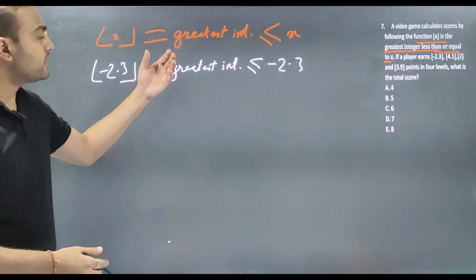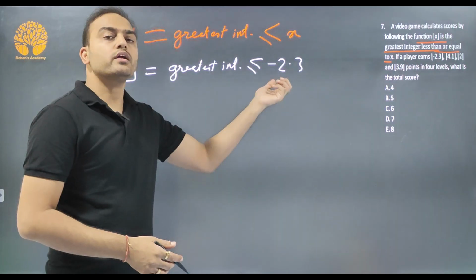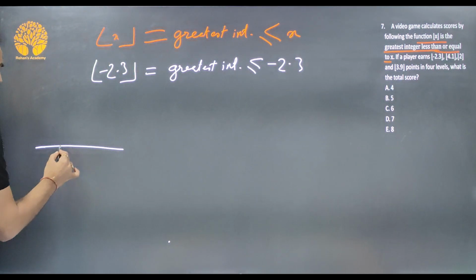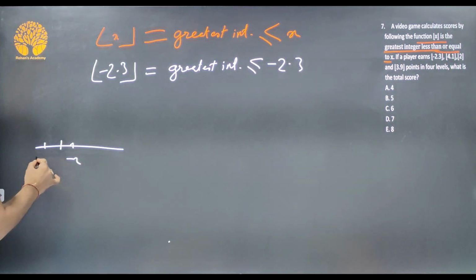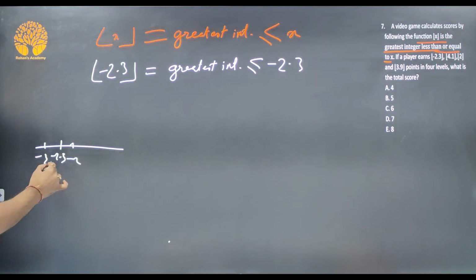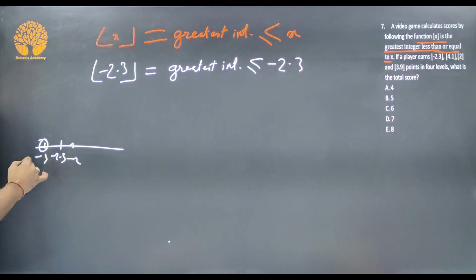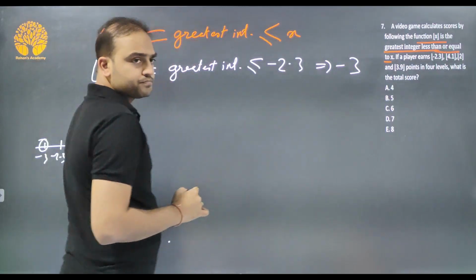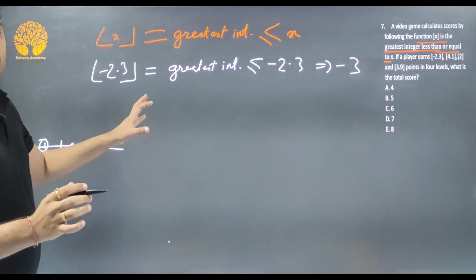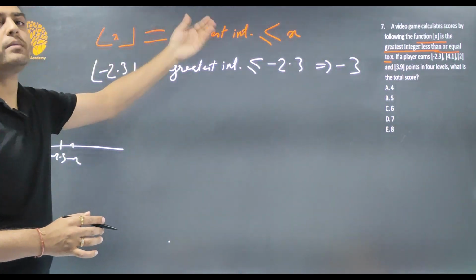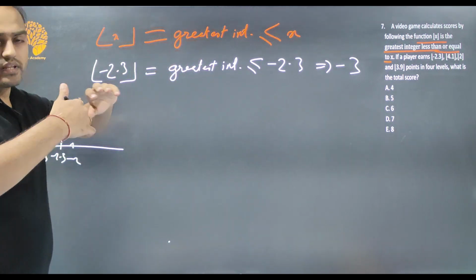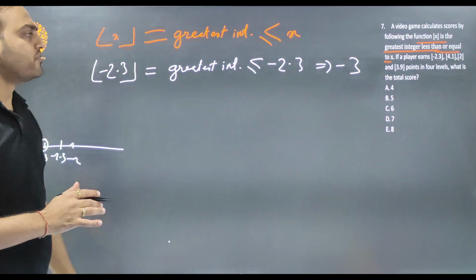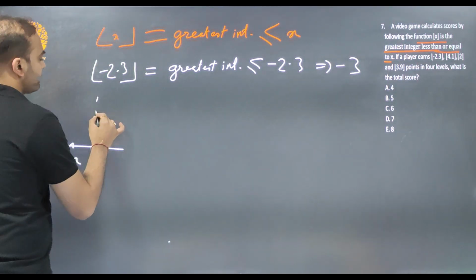So can you tell me what is the greatest integer less than or equal to minus 2.3? If you draw your number line, this is minus 2, this is minus 3, and minus 2.3 will come here. So what is the greatest integer less than that? This becomes minus 3, right? What did I do? In place of x in the definition, plug in values. Don't think about what the function will be. The definition is given, so just plug in values.